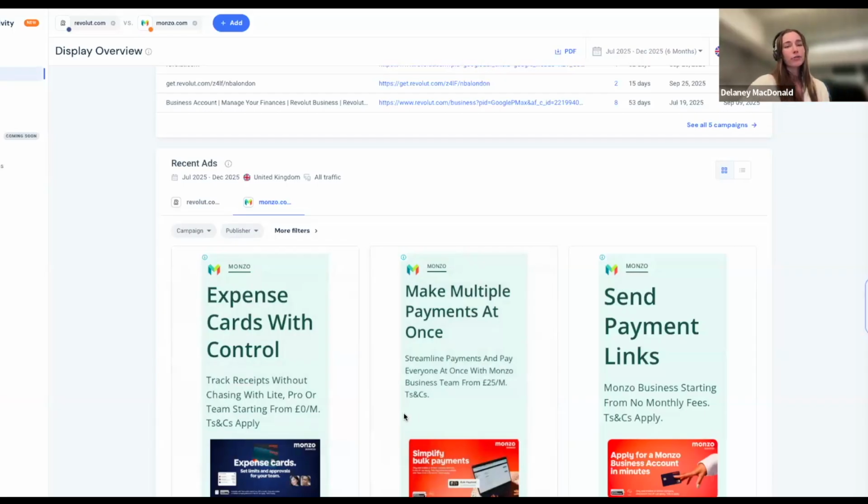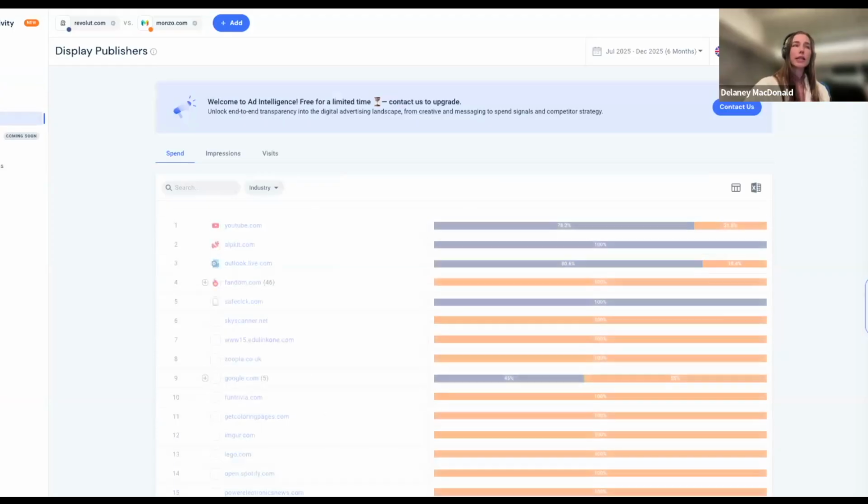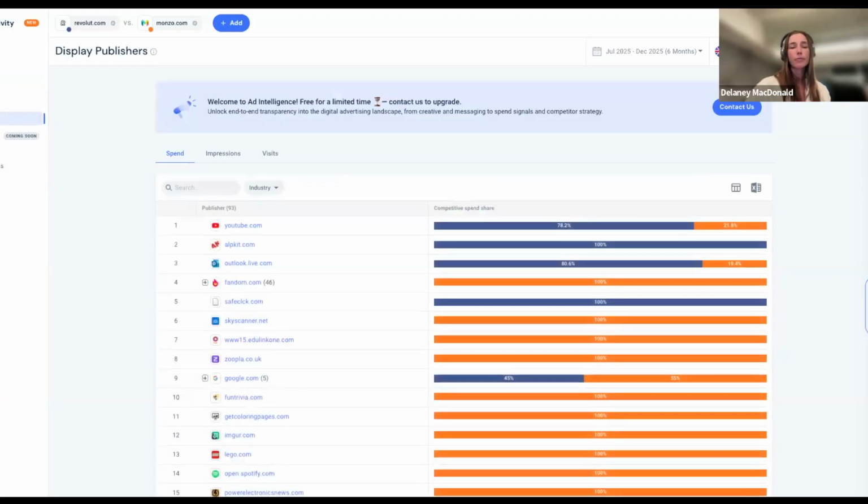The final piece of the puzzle in understanding Revolut's display strategy is to actually go into the publishers section and understand, well, where are they actually promoting themselves? And this is exactly what we see here.